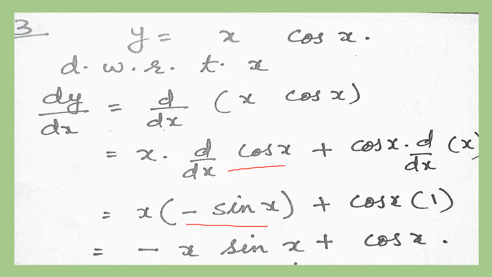You will write it here. Now this cos x will be copied as it is. The derivative of x is 1. So what answer you will get is x into minus sin x will be minus x into sin x, plus cos x. So this you have calculated dy by dx, but the question requires d square y upon dx square. So we will be differentiating this entire function again.